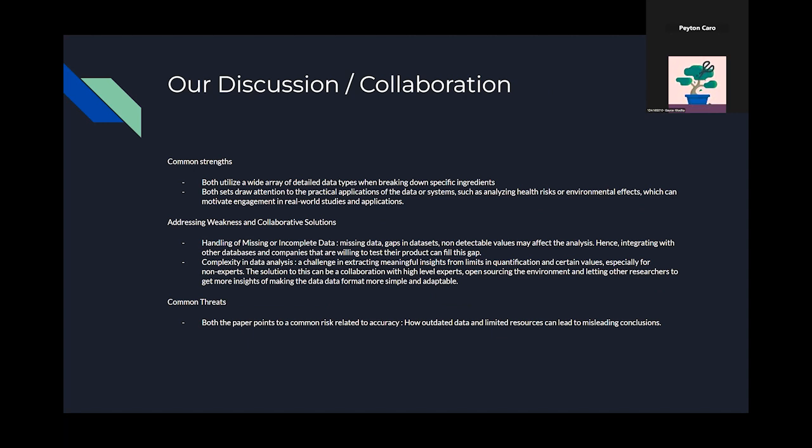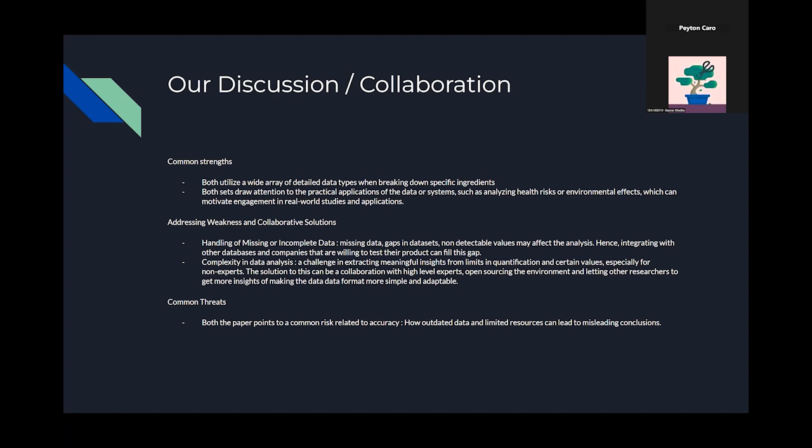Let's come to the collaboration and discussion that we got out from these two papers, Perin and me. In both the papers, they offer a strong advantage by using detailed data types, enabling us to analyze health risks and environmental impacts more effectively, which enhances real world applications. However, handling missing data remains a challenge and it can impact accuracy. So collaborating with external databases and companies that are willing to test could help bridge these gaps.